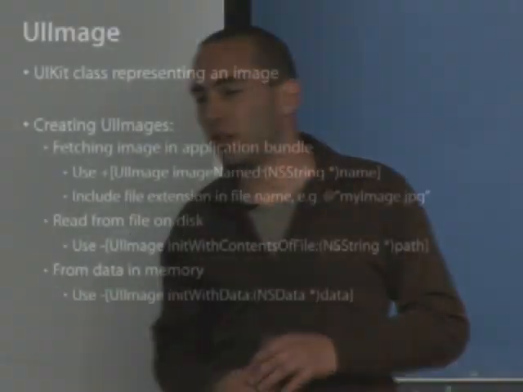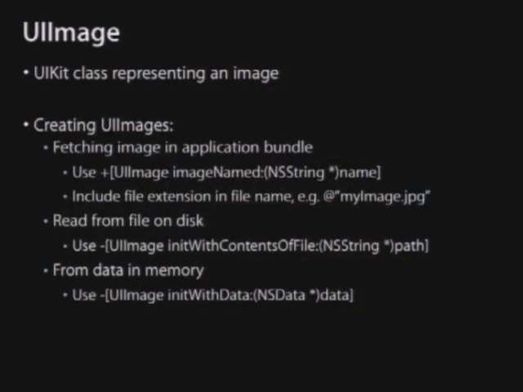So now images and text. How do you draw images and text? Well, first let's talk about what a UIImage is. A UIImage is a UIKit representation of bits of an image. Now you might store that image on disk, or it might come from memory. Here are a few different ways that you can instantiate a UIImage.